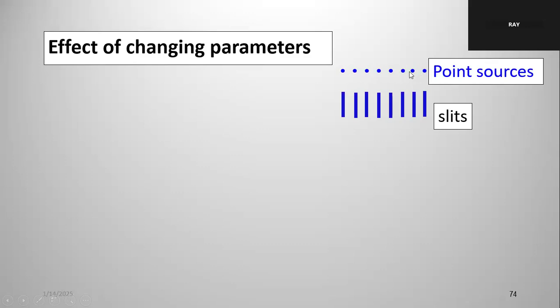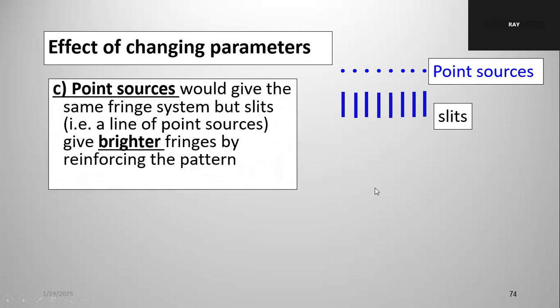Right? If you use a point source, a point aperture, then you get a point interference pattern. If you use slits, then you see the image of the slits. A point source will give the same fringe system, but with slits, there is a line of point sources, giving brighter fringes by reinforcing the pattern. Brighter than your round aperture.